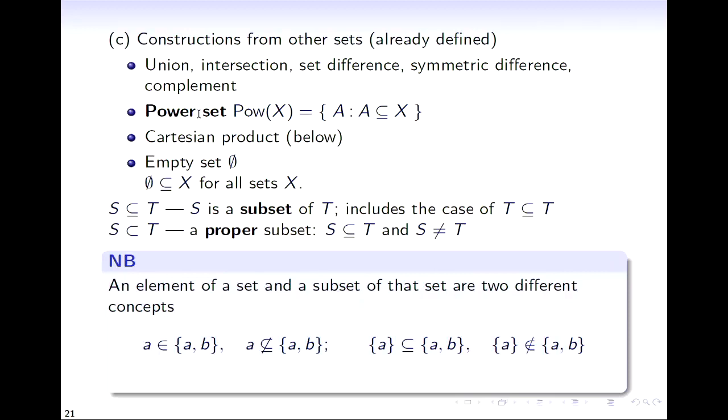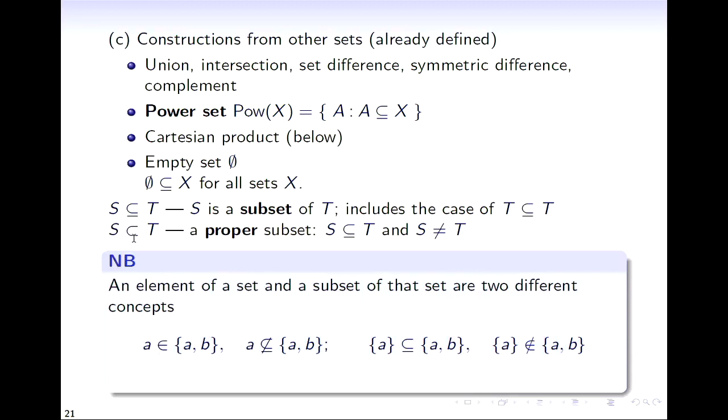We can also build the power set of a set, slightly more interesting. The power set of a set X will be all sets A, so that A is a subset of X, subset or equal. Now, what do I mean by subset? This is this notation here. S is a subset or equal to T. It means that every element in S is also an element in T. And it does include the case that the two sets are equal.